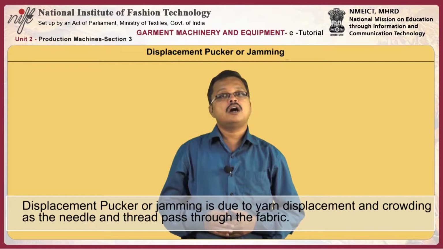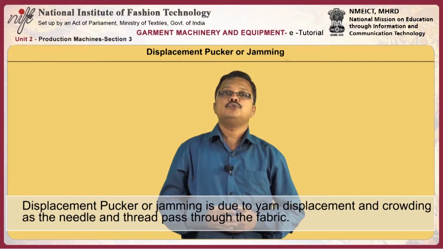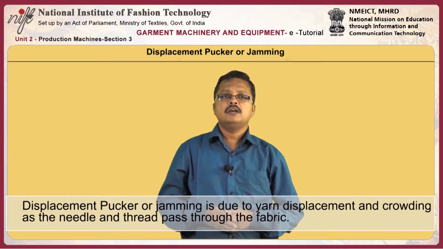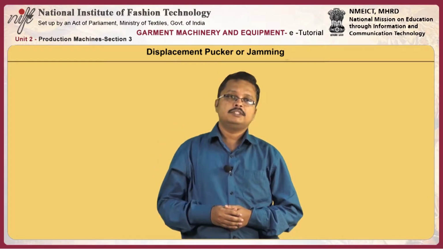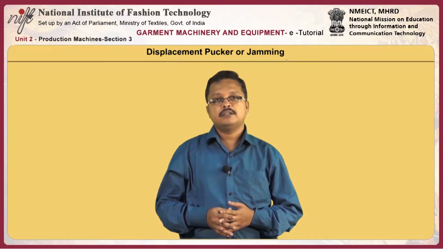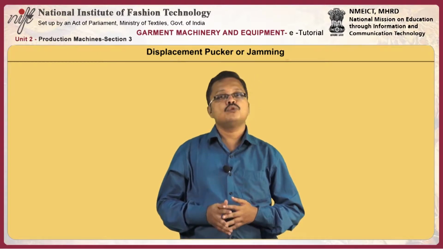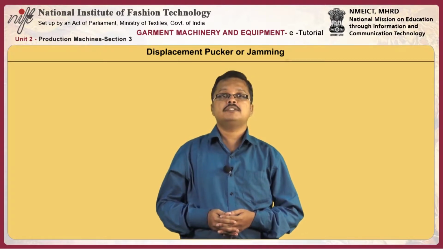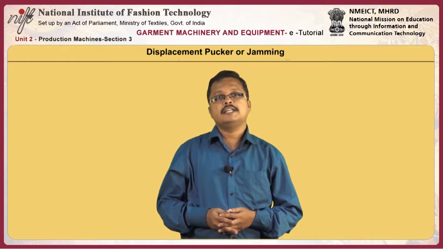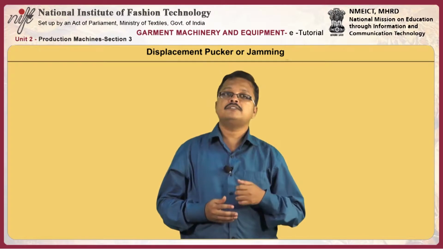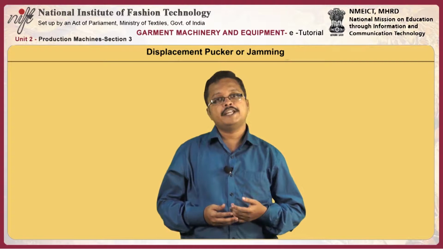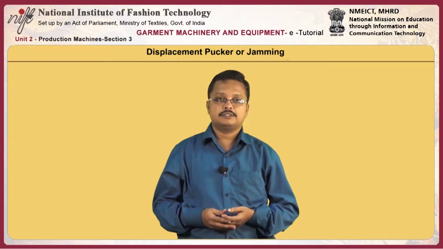Displacement pucker or jamming is due to yarn displacement and crowding as the needle and thread pass through the fabric. Yarns are pushed together as threads form stitches in the fabric. Displacement pucker is most common on high count fabrics with long seams cut parallel to warp yarns. The tendency of jamming increases with more stitches per inch, higher count fabrics, finer fabrics and thicker sewing threads.